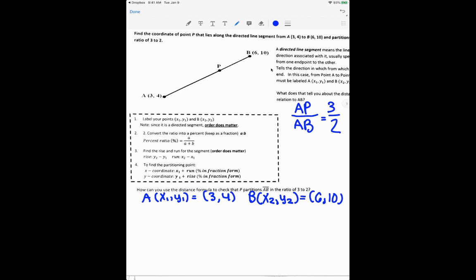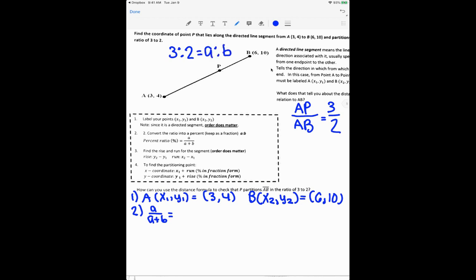So then from there, step 2, and I'm going to label my steps, that's step 1. Step 2 is convert the ratio into a percent to keep as a fraction. So we need to get this ratio in fractional form. So they tell you that if it's in the form A to B as a ratio, like we have, the formula to figure out the ratio is A over A plus B. So we have A over A plus B. So our A, in this case, our ratio here is 3 to 2, right? And that's our A to B.